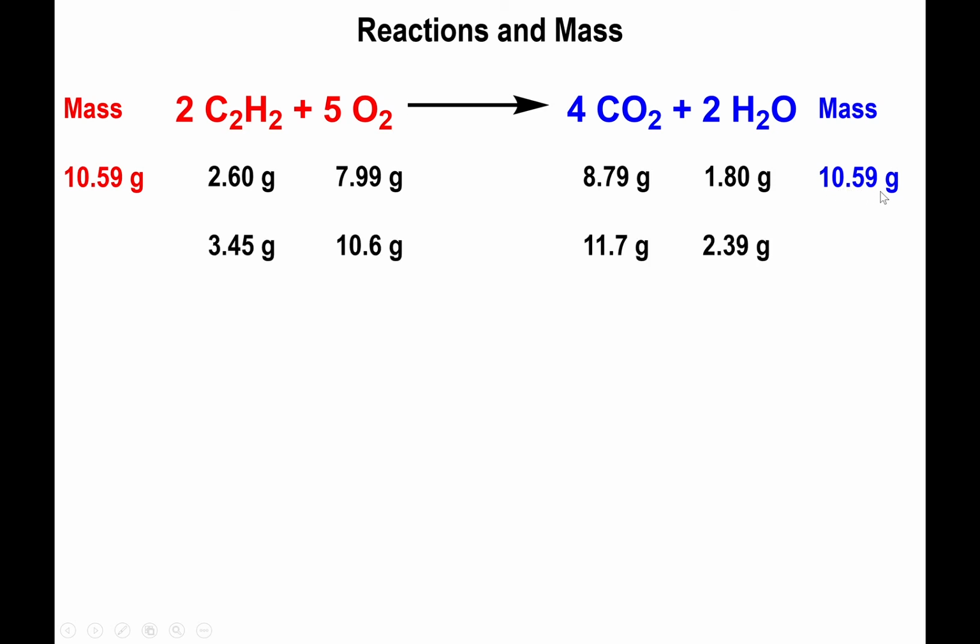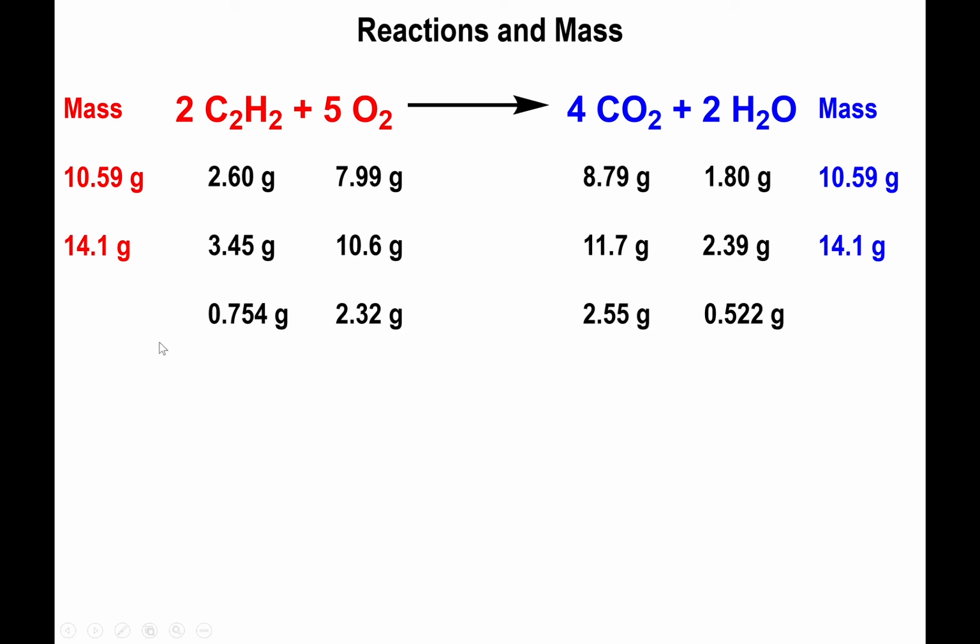And as it turns out, it doesn't really matter what the amount is. You could have 3.45 grams of the C2H2 and 10.6 grams of O2, and this overall mass, which is 14.1 grams, is going to equal the mass that you're getting here for your products, 14.1 grams. And yes, the values are different, but they're kind of in the ballpark the same in terms of magnitude.